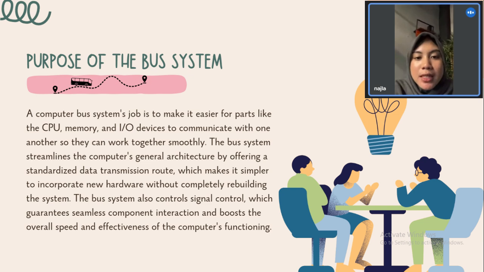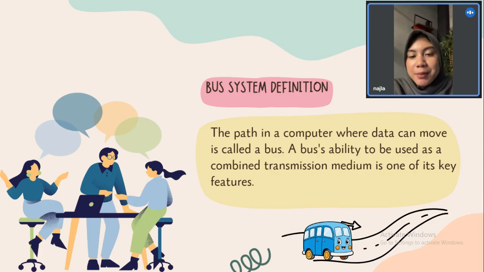The bus system simplifies the computer's general architecture by offering a standardized data transmission route, which makes it simpler to incorporate new hardware without completely rebuilding the system. The bus system also handles control signals, which guarantees seamless component interaction and boosts the overall speed and effectiveness of the computer.